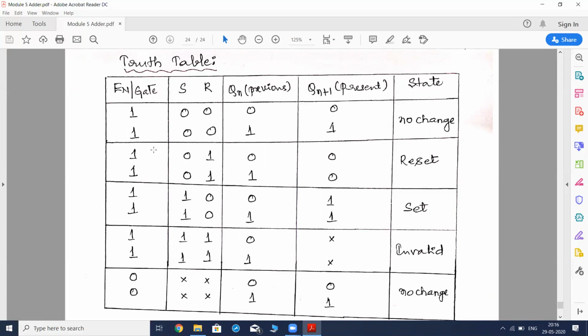Right. Okay. Now let us start with whatever we have discussed. Now we are putting it in the form of a table. Here it is called a truth table.